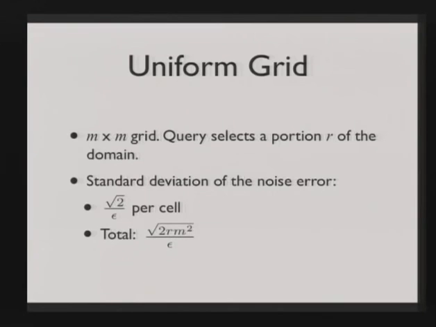Let's say I have a query, a rectangle, and this rectangle occupies r percent of my total domain. Let's say 5% of my total domain. Then the total standard deviation that I would incur if I choose to answer this query is square root of 2r m squared over epsilon. This is shown on the slide.